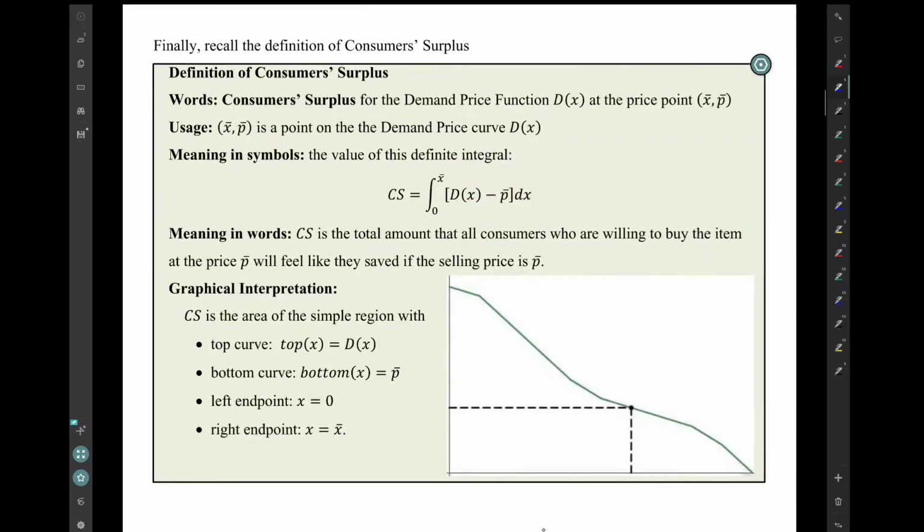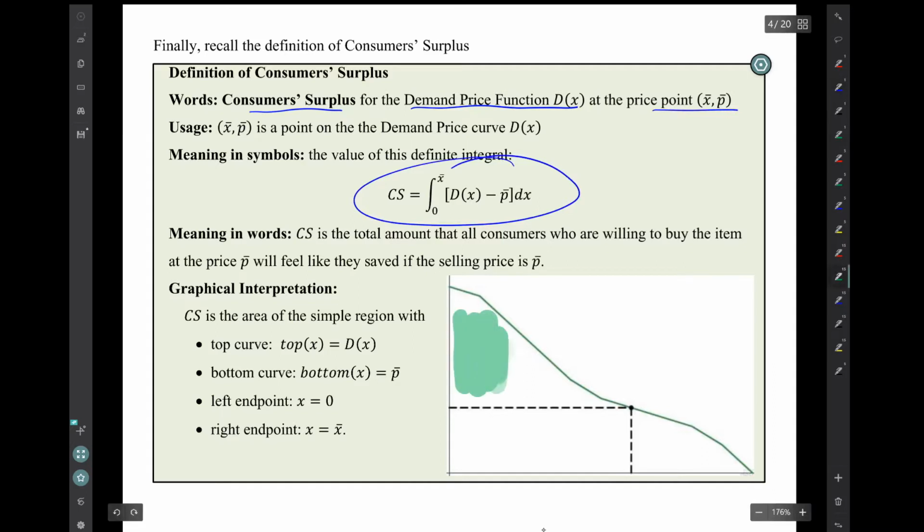And finally, recall the definition of consumer surplus. The consumer surplus for the demand price function d of x at the price point x bar, p bar means the value of this definite integral, which corresponds to the area of this shaded region.